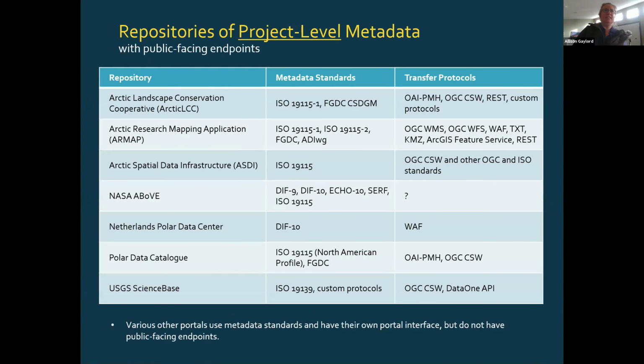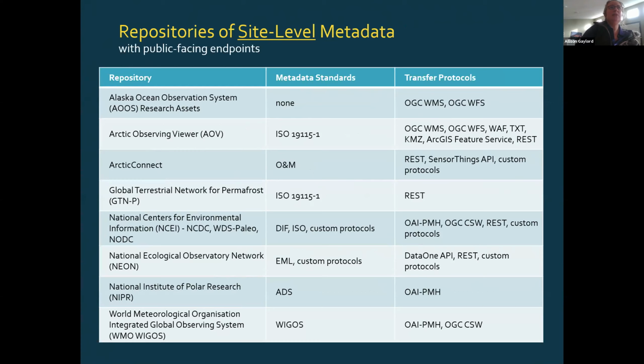So in the project level metadata, we've been working most closely with entities in Alaska, the Arctic Landscape Conservation Cooperative, USGS Science Center, the Alaska Ocean Observing System. We've also been trying to reach out to other entities that we're seeing are hosting project level information to see if we can pull off that discovery level data or the discovery level information. So here's another list of some of those site level metadata repositories.